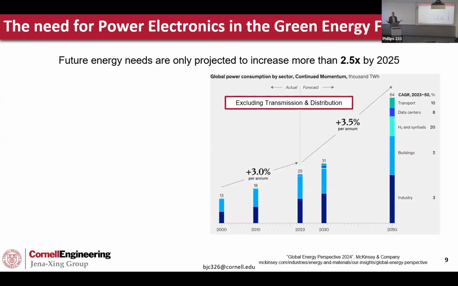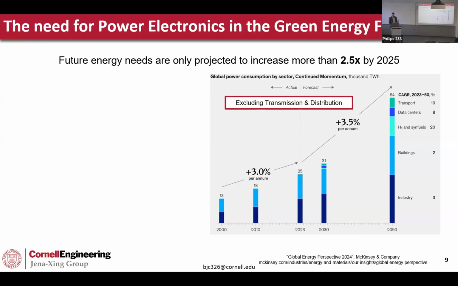With that, I'll go to the broad motivation, namely green energy and how we're coming into an increasingly electrified world. As you can see, by 2050, it's projected that we're going to be at 64,000 terawatt hours, or for those who use the metric system, petawatt hours. Notably, this amount of energy that we're producing excludes transmission and distribution, which is the cost we pay to just transfer the energy.